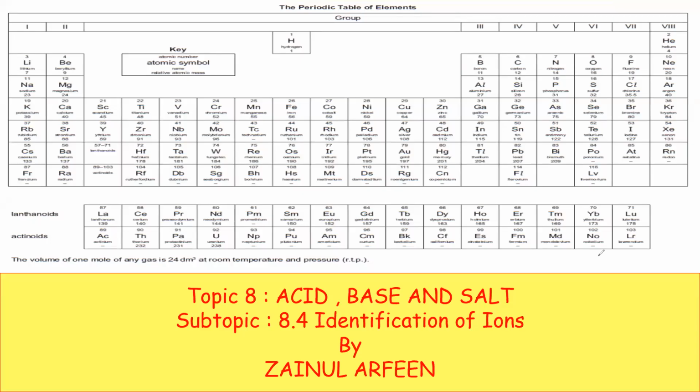So topic 8.4 is about the identification of the ions, and in this part you have to learn the observations, and using the observations you should be able to identify the ion. From an exam point of view, the question can come in both ways. Sometimes they give you the observation and you have to identify the ion, whereas sometimes you have to write the observation for the specific ion.